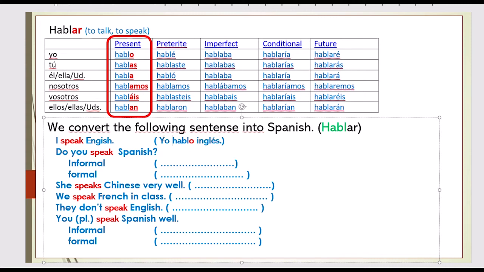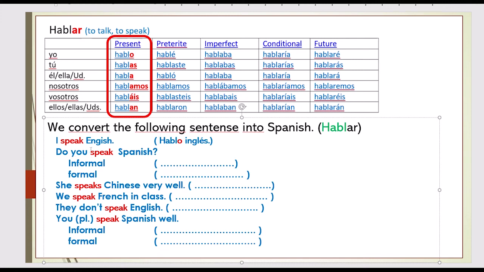And now you have yo hablo inglés. This yo can be omitted as well. And finally, you get the sentence hablo inglés. That means I speak English. Because the verb itself already represents yo in the first place, so you can omit the yo.